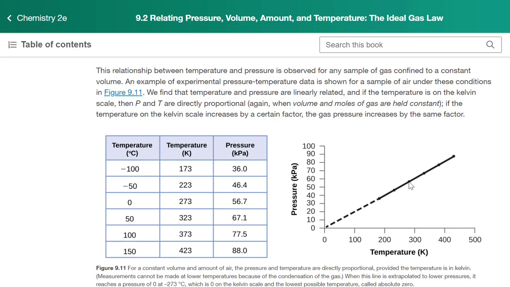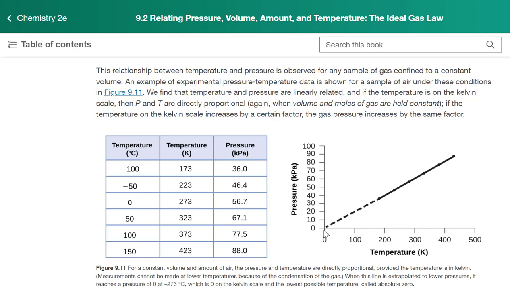And what you'll notice here is that there's a dotted line. This dotted line is indicating that we maybe don't actually have data for the gas in this region. Part of that is because gases eventually become liquids if you cool them down long enough. So we don't always have that data, but we call this extrapolate. If you extrapolate backwards, what you'll end up with is this intercept. So when the pressure goes to exactly zero, according to this data, we call that intercept absolute zero.